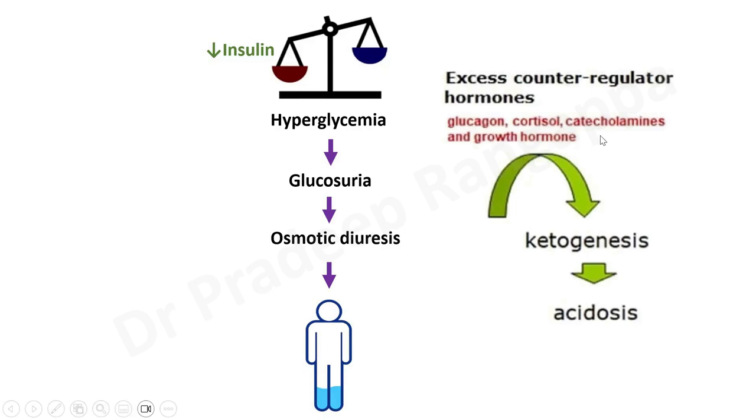The excess counter-regulatory hormones are all the stress hormones. Glucagon levels are high, cortisol levels are high, and catecholamines and growth hormone are high. These are all the stress hormones which are high. Because of these increased counter-regulatory hormones, there is increased ketone body production and acidosis. So this is in essence the pathophysiology of DKA.